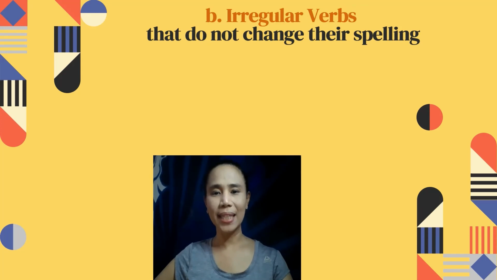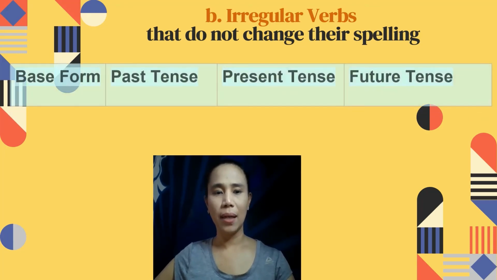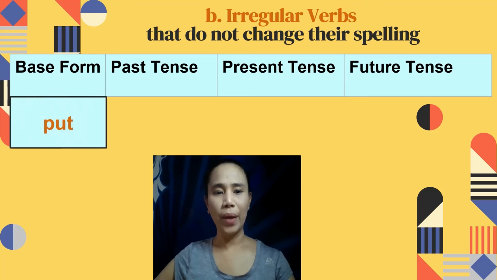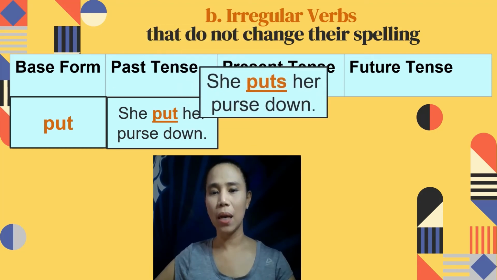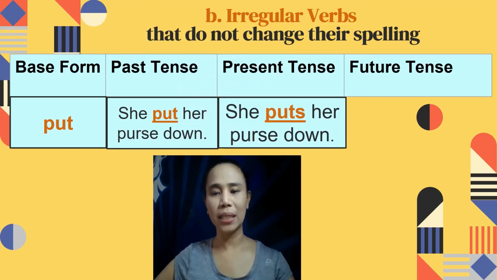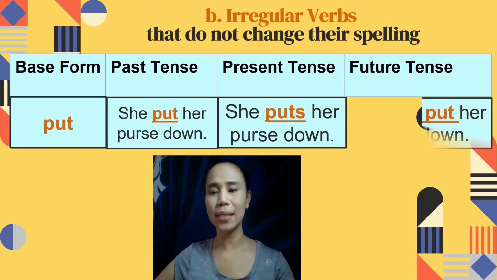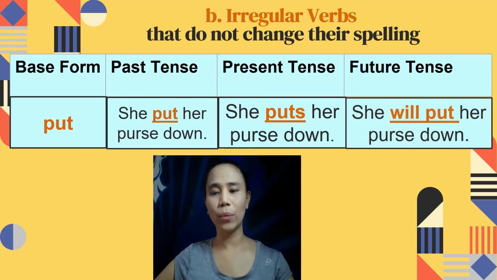Let's now have the second type of verbs, which is irregular verbs. However, on this part, these verbs do not change their spelling. So let's take a look. If we have the base form put, the past tense is still put, and the present is put. However, we just add s if it's a singular subject, and then the future tense will also have put, but we have to just add the verb to be, which is will. Or we usually call will a helping verb or a verb to be.